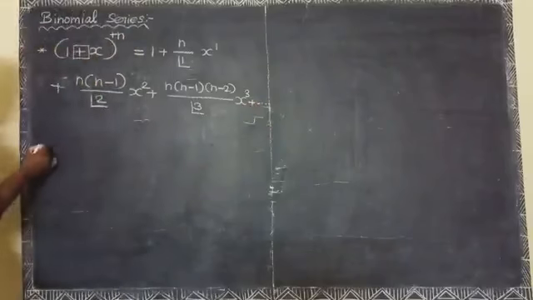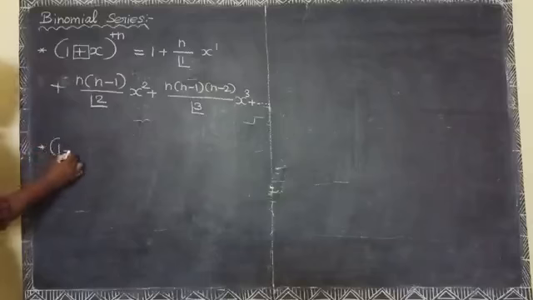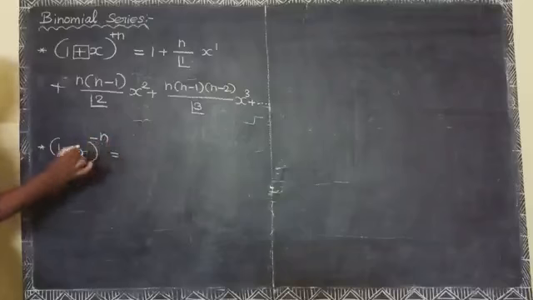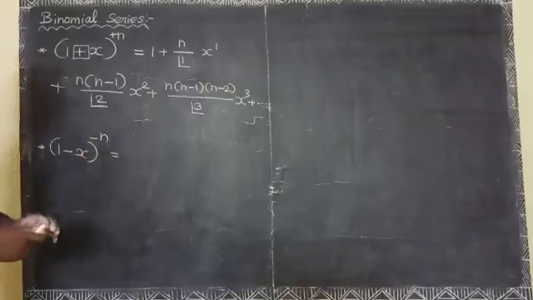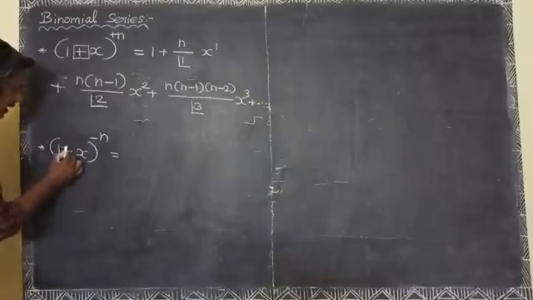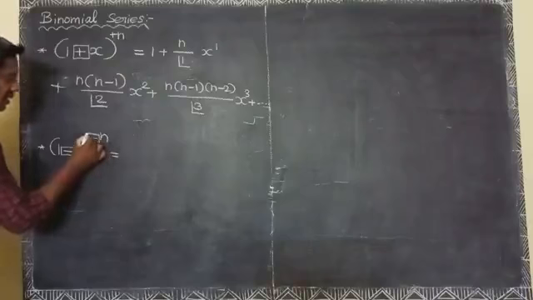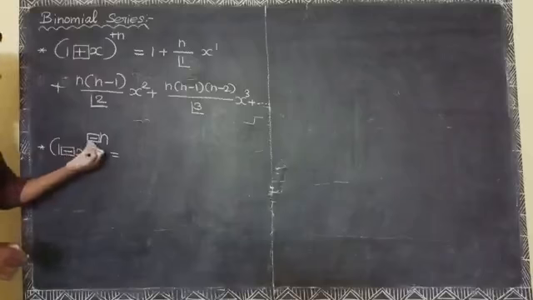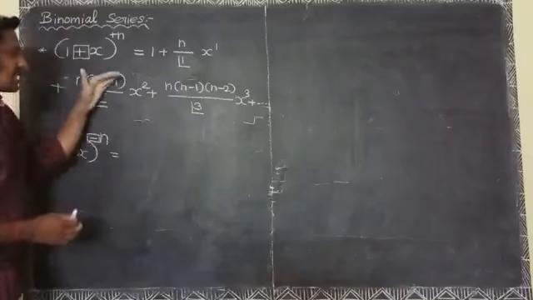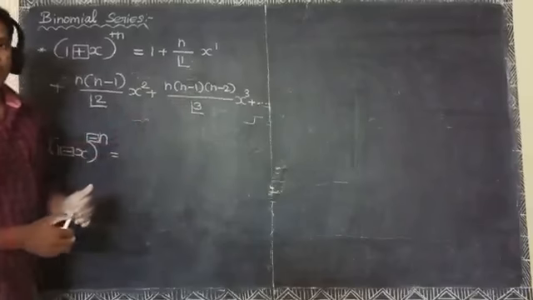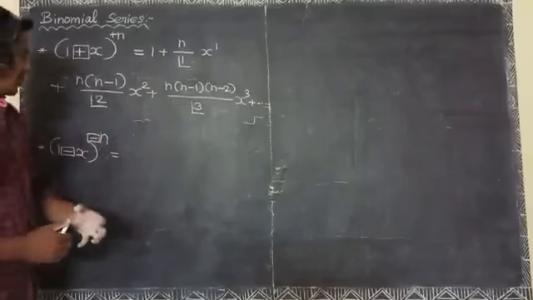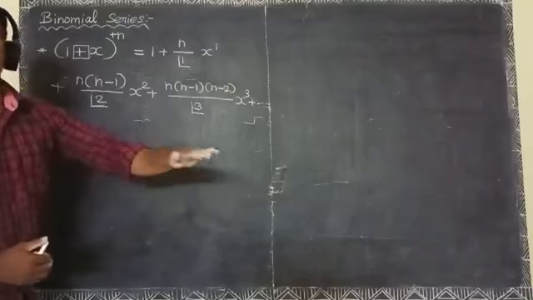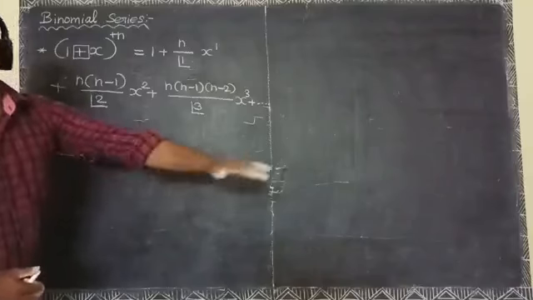Next go to 1 minus x whole power minus n. Here the sign is minus and the power is also minus. Both signs are minus, minus, which means every term of the expansion has a plus sign only.